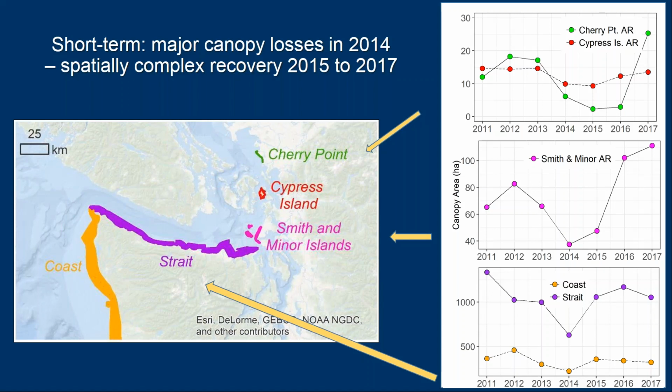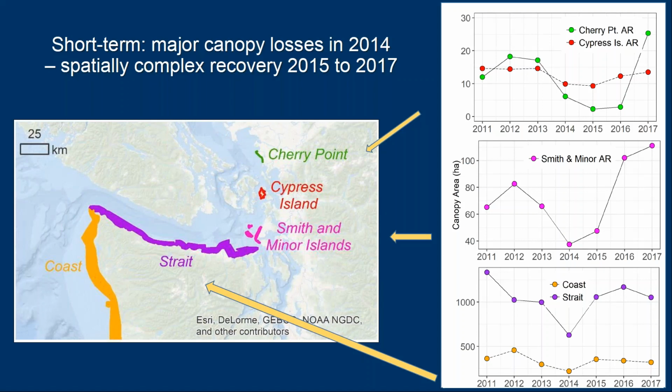And there's also a fairly spatially complex pattern here. If you look at Smith and Minor Islands in pink, they also dropped and then increased, but the increases were slightly delayed. And that's also true for Cypress Island in red. There were decreases and then increases. And then finally, Cherry Point is very interesting to us in light green because the recovery there was delayed until 2017, but it did come back. And so we're thinking a lot about what's caused this spatially complex recovery. And we think it might be temperature.